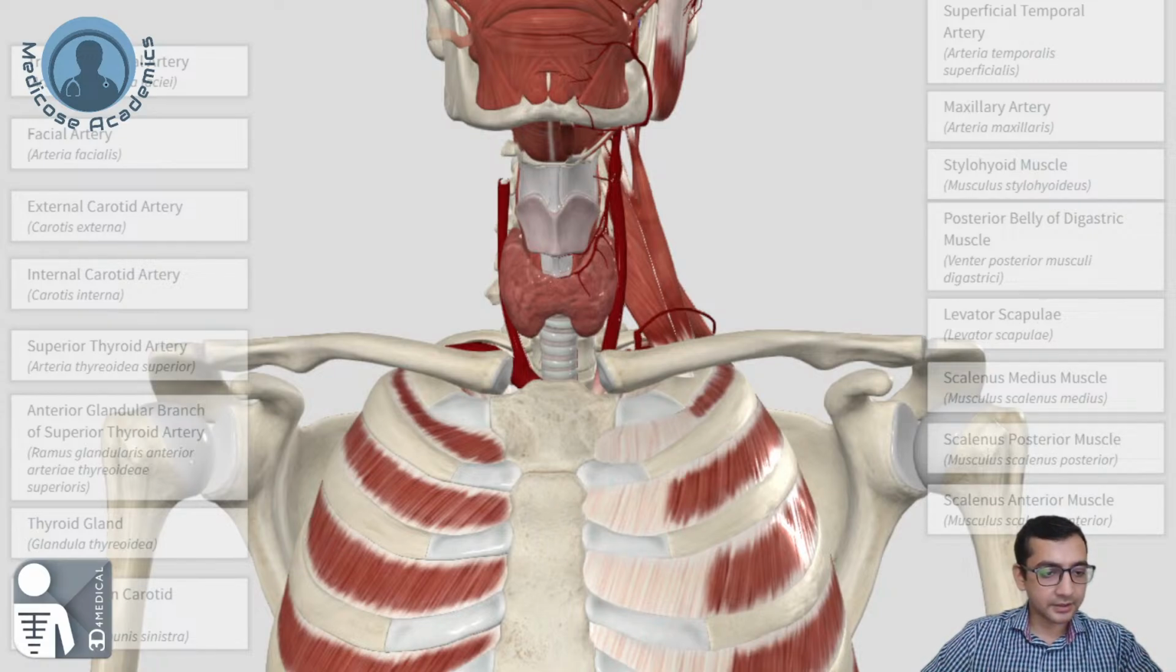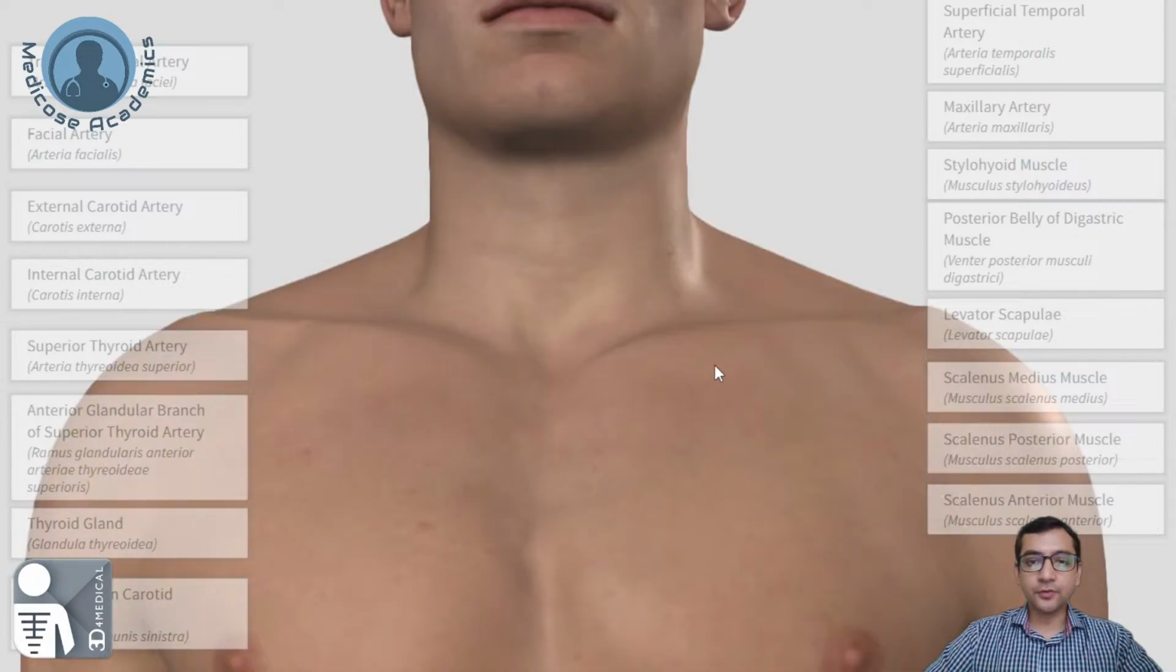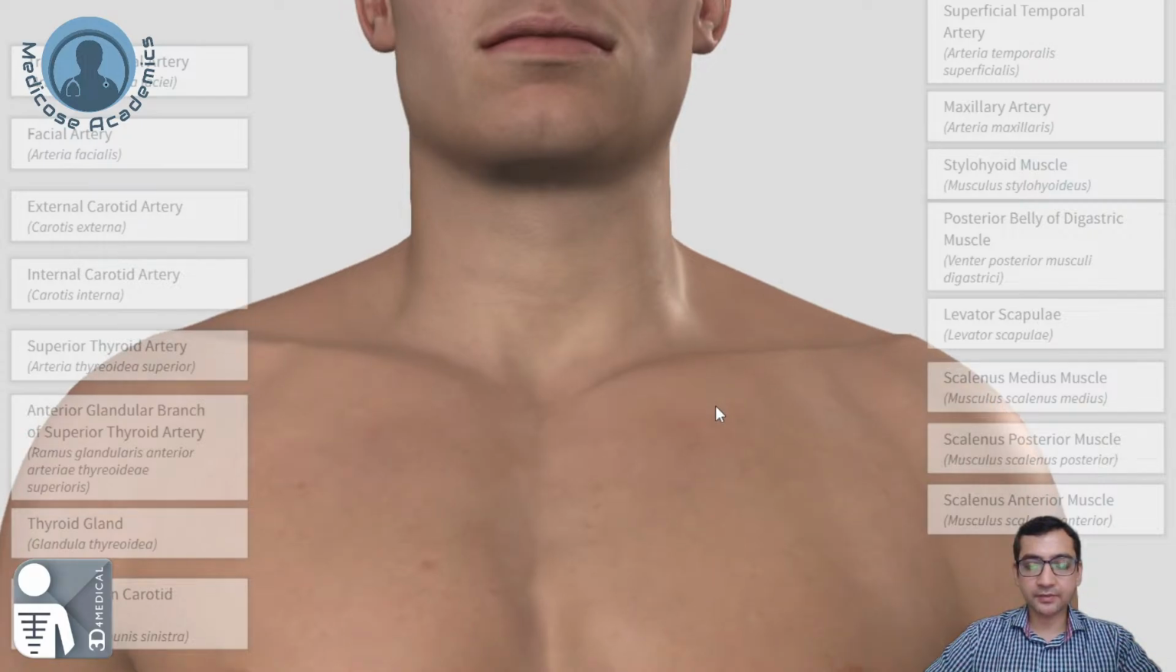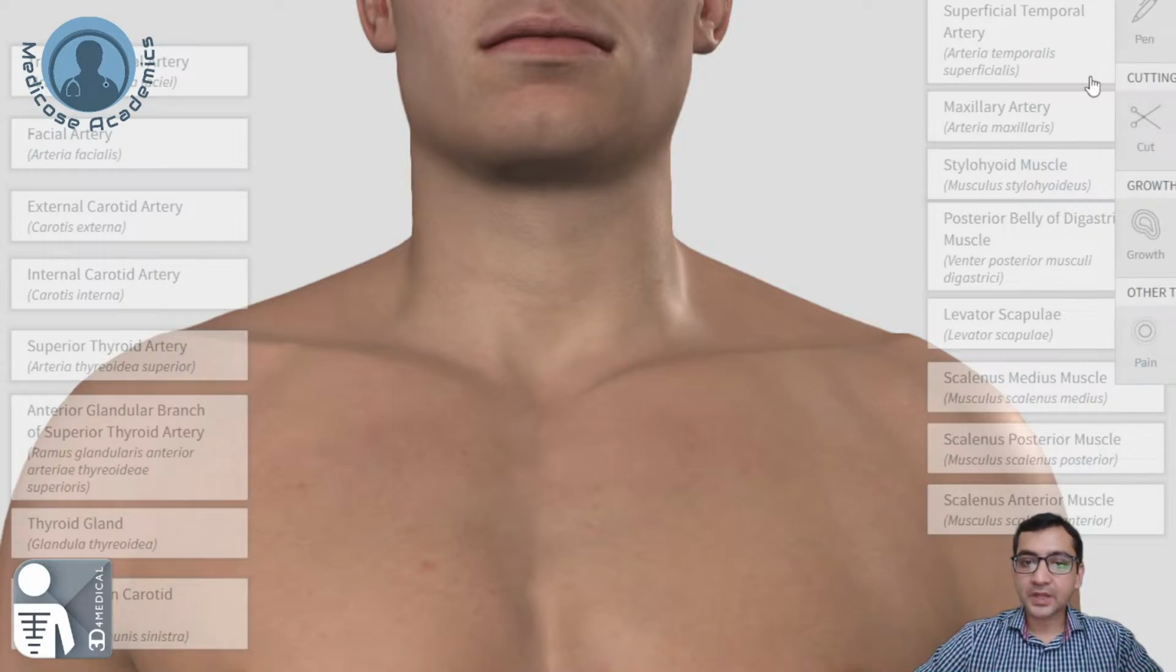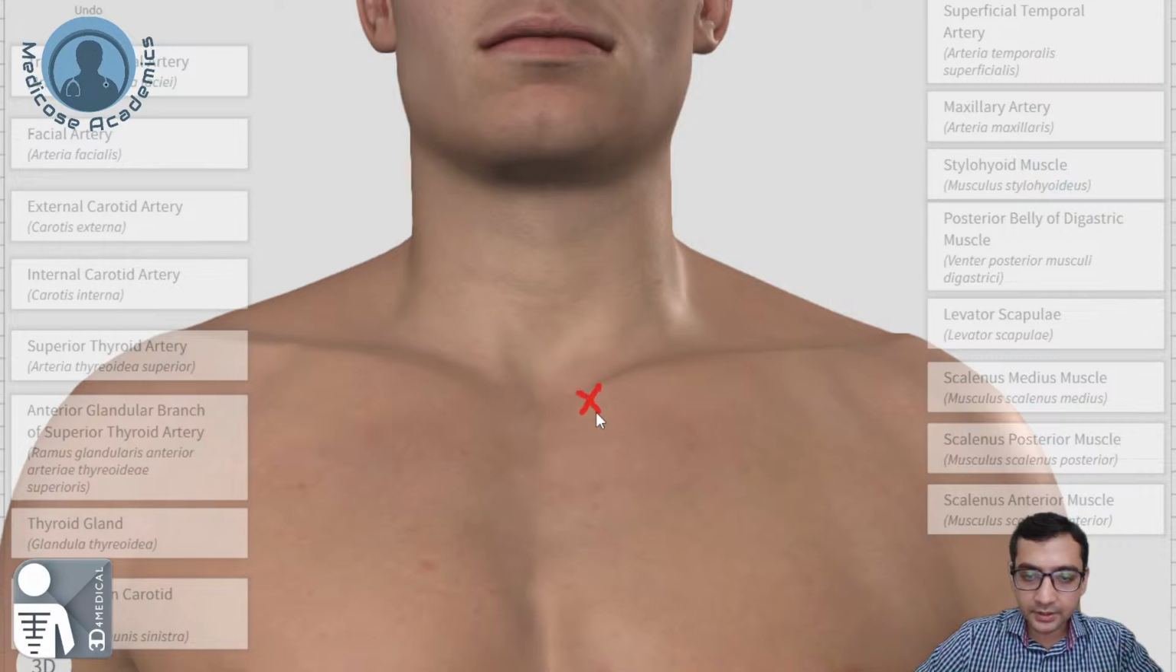Let me get the surface model. Okay. So if you have to mark the common carotid artery on the surface, what you do is you palpate these regions. You palpate the sternoclavicular joint and you draw a vertical line upwards. And there you find the upper level of the thyroid cartilage. And this is basically the root of the common carotid artery. It is behind this line.